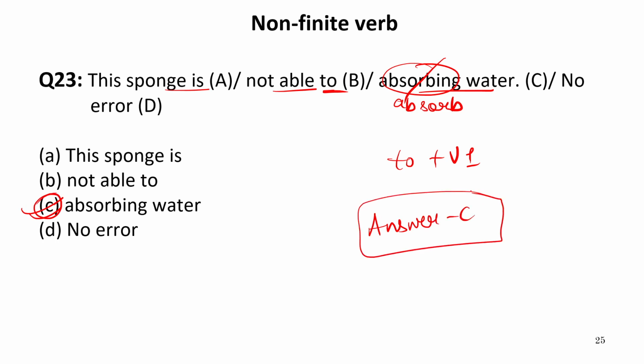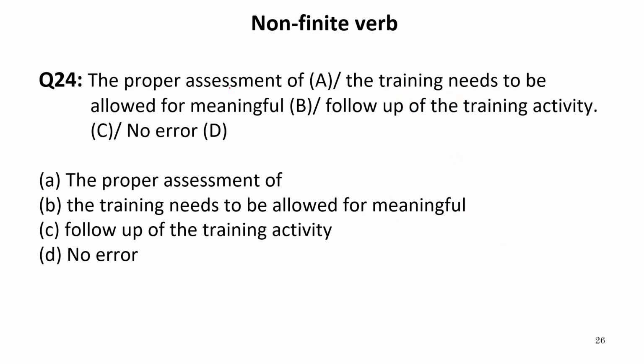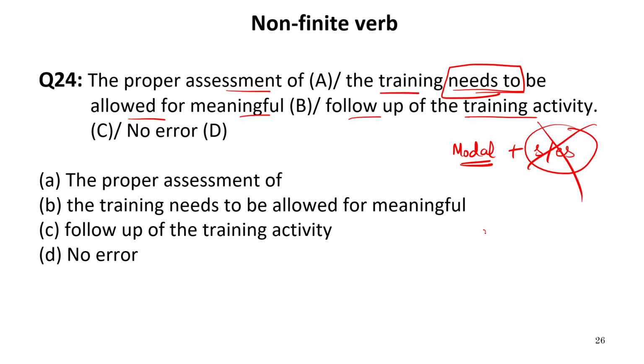Now let us move to the next one. The proper assessment of the training needs to be allowed for meaningful follow-up of the training activity. Now this need to is a modal. And whenever something is a modal or used as a modal, we do not use S or ES to it. For example, we can have the word can but not cans. Cans is not a word.